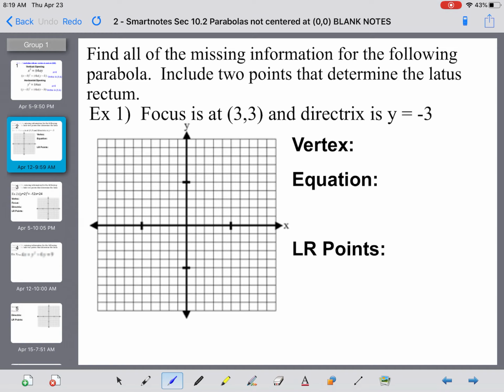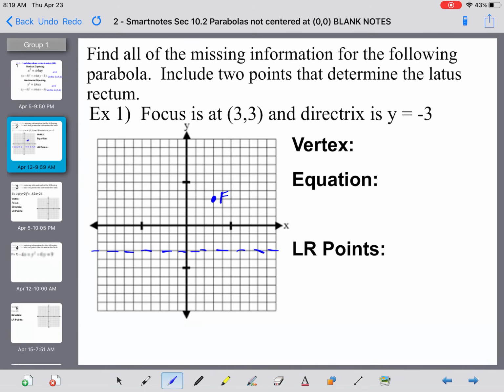So no equation for this one. This is one where I gave you the missing information. I tell you the focus is at (3, 3). So 1, 2, 3, 1, 2, 3 is right there. Again, I'll put a little f there to remind myself that is the focus. The directrix is y equals negative 3. So that's down here, at y equals negative 3.